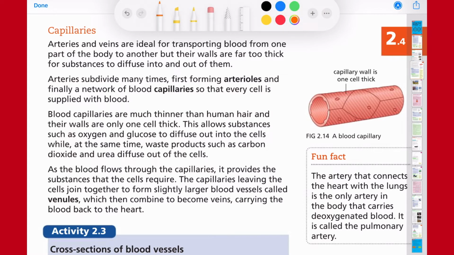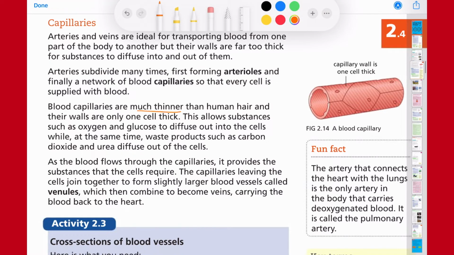supplied with blood. Blood capillaries are much thinner than a human hair. So can you imagine how thin that is? A strand of your hair is very thin as is, and capillaries are even thinner than that. And their walls are only one cell thick. Being one cell thick makes it ideal for diffusion to happen. This allows substances such as oxygen and glucose to diffuse into the cells, while at the same time, waste products such as carbon dioxide and urea diffuse out of the cells. As the blood flows through the capillaries, it provides the substances that the cells require.